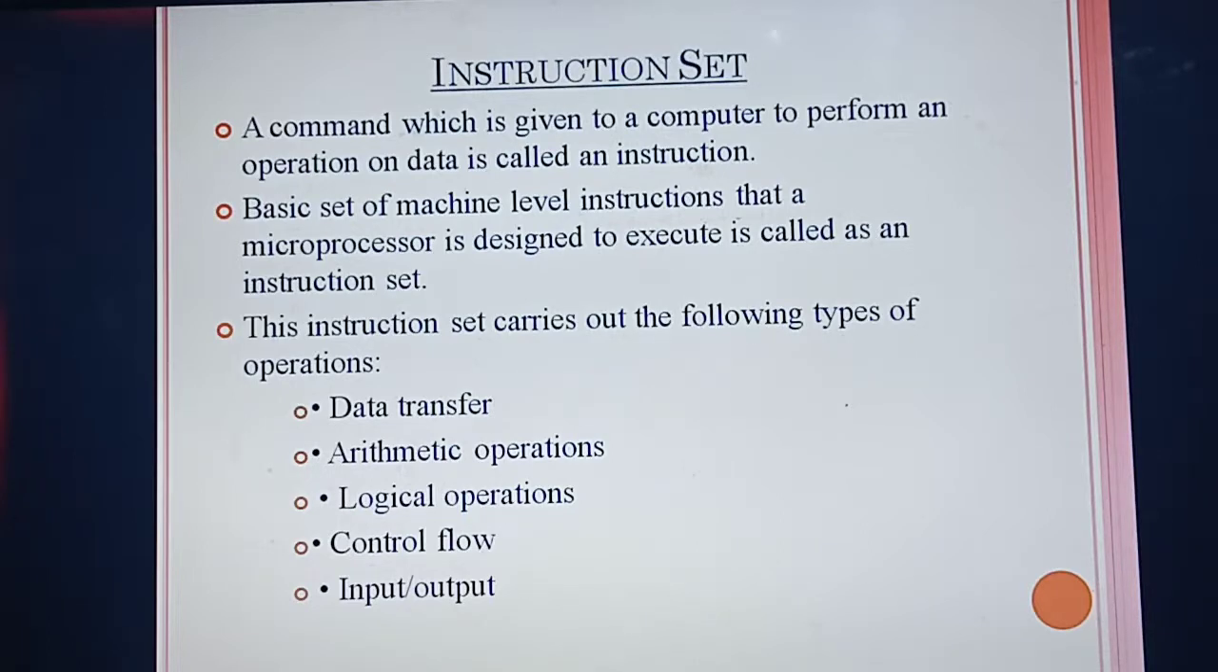Not just one. You have already studied clock speed. It will execute one by one, one instruction, then the second instruction, one by one, isn't it? But here a set of machine level instructions is executed by whom? The microprocessor. So that set of instructions is called what? Instruction set. Understood?